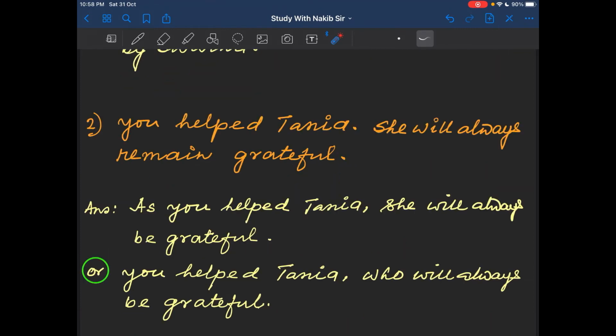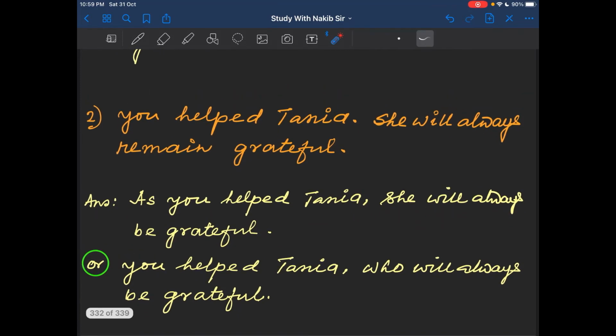So see how this one can be used. I'll show you. Now see, as you help Tanya, she will always be grateful. Or you may write the sentence this way: Tanya will always be grateful because you helped her. You may change the order of the sentence. You may write this way: Tanya will always be grateful as or because you helped her. In that case, you have to change Tanya from this place to this place. You can use this way. This is simpler enough. As you help Tanya, comma, she will always be grateful.